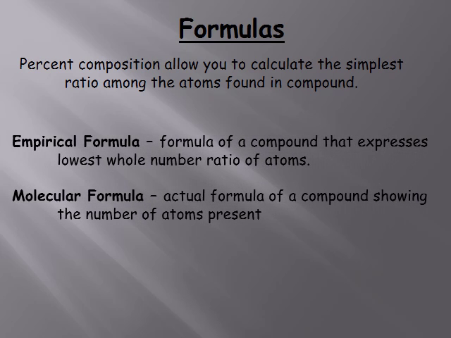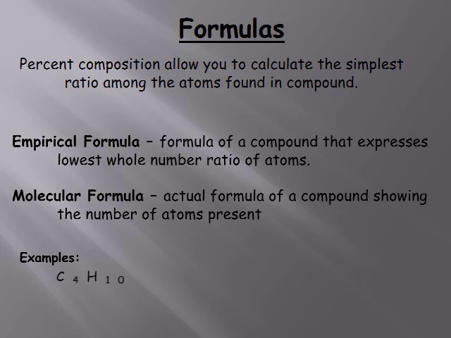compound. So an empirical formula is the formula of the compound that expresses the lowest whole number ratio of the atoms. Whereas the molecular formula is the actual formula of the compound showing the actual numbers of atoms present. Okay, so for example, you could have H2O2 would be the molecular formula, whereas the empirical formula would be OH, because if you divide both hydrogen atom number and oxygen atom number by 2, you'd end up with 1.